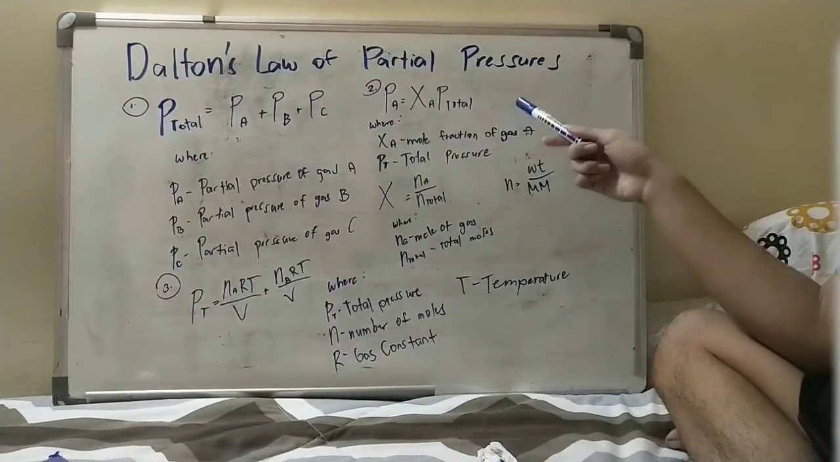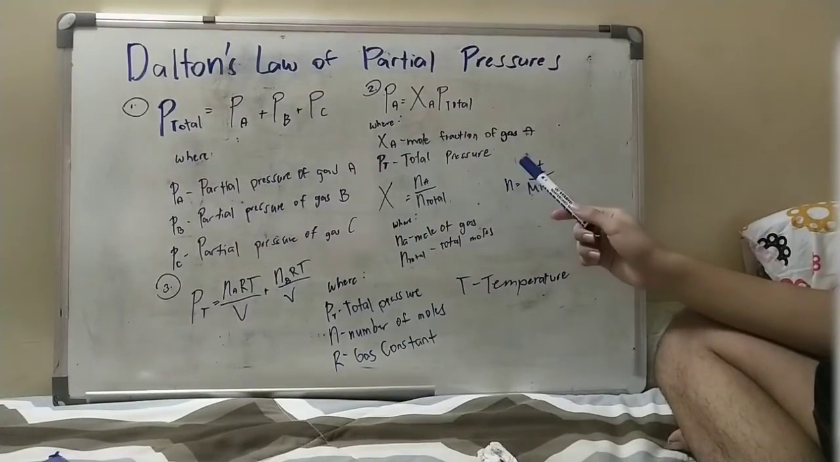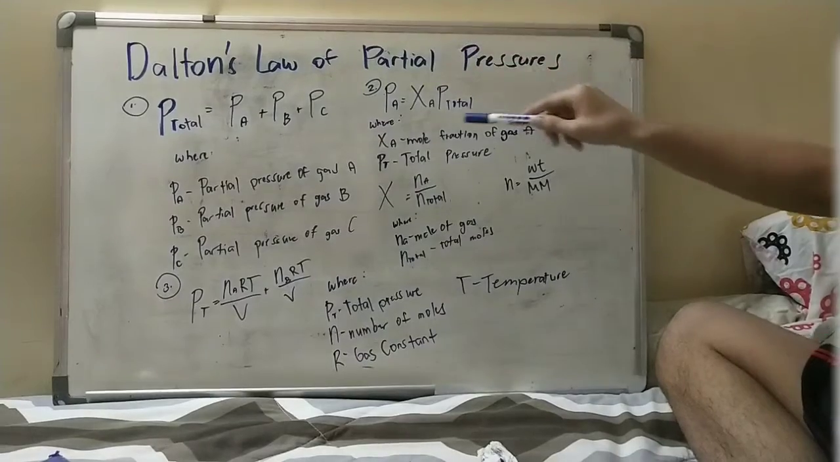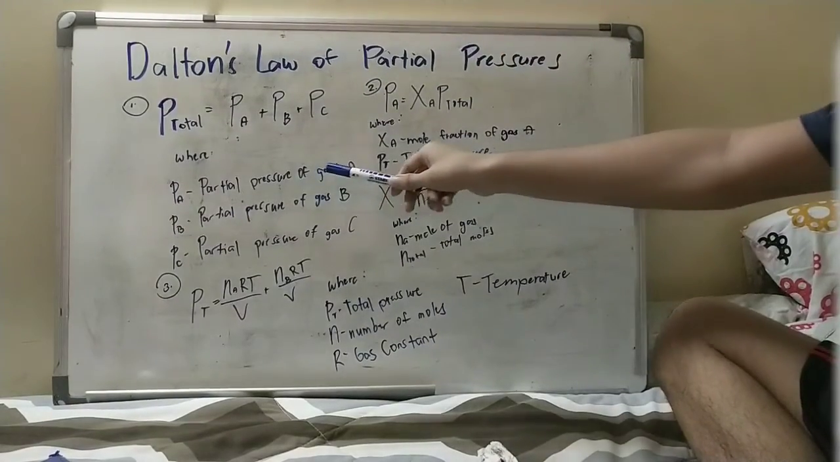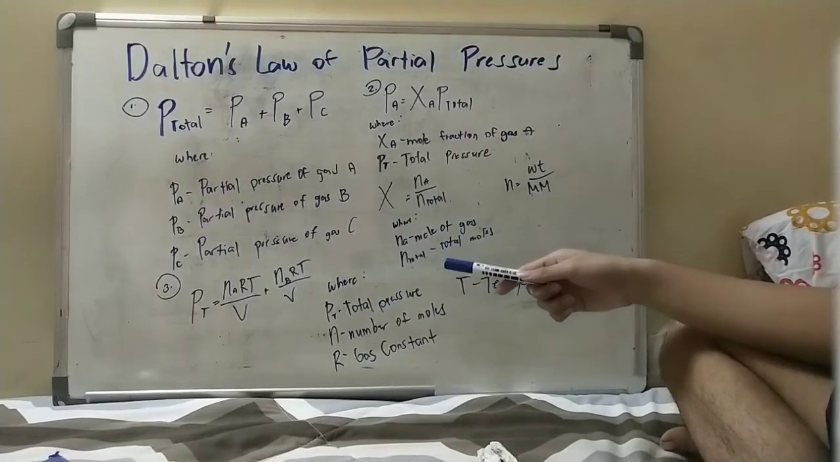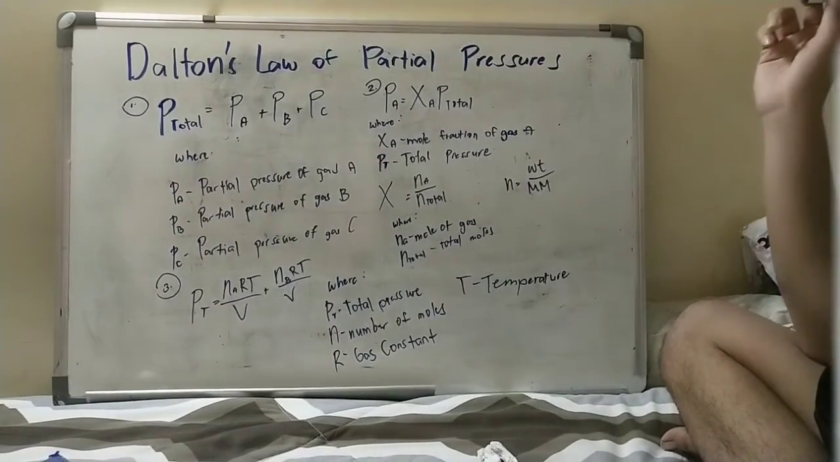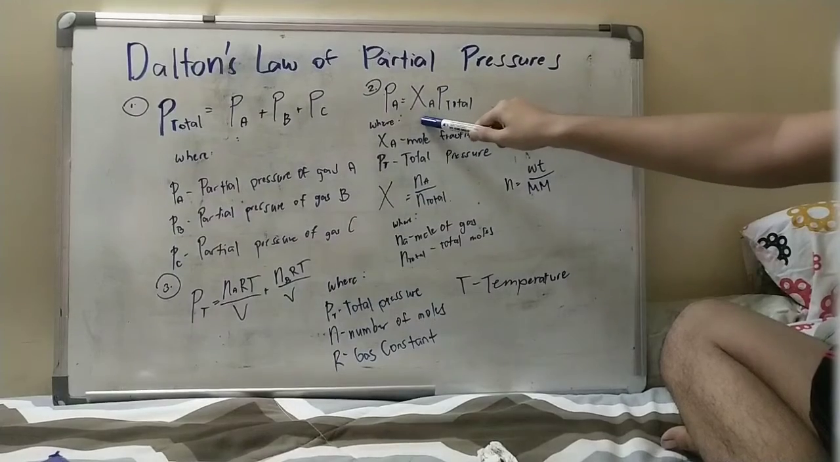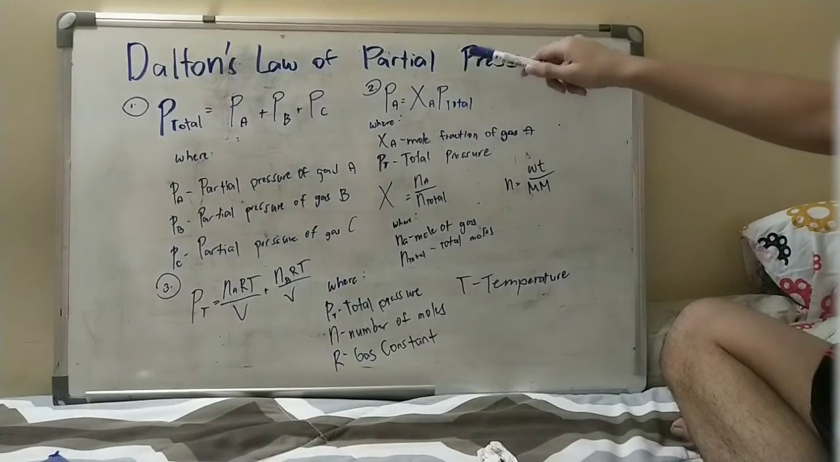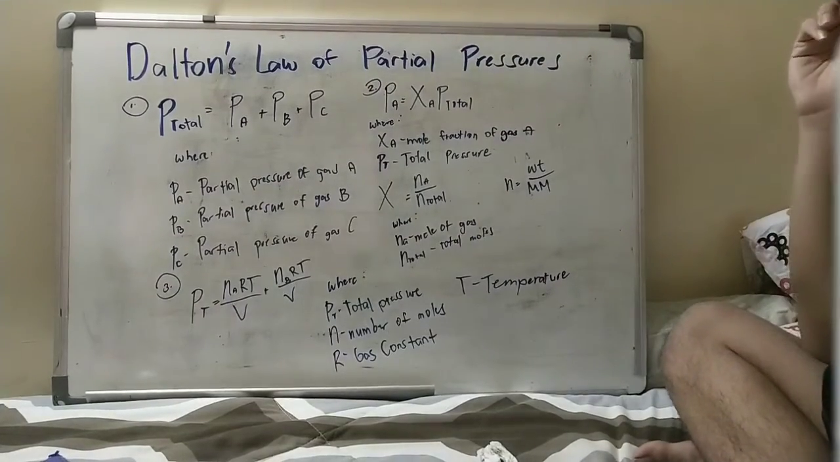And the next formula is PA is equal to XA times P total. What does this mean? This formula is just the formula for the partial pressures if there is a missing partial pressure of that gas. And what we need to do is just to multiply the mole fraction, or the fraction of moles, with the total pressure of the gas.